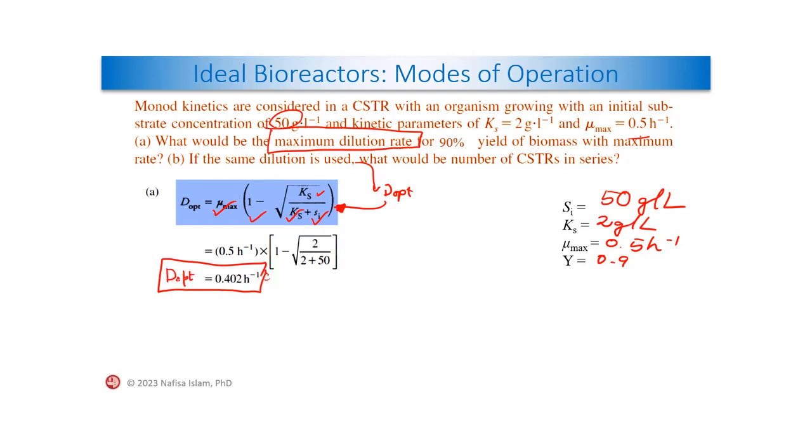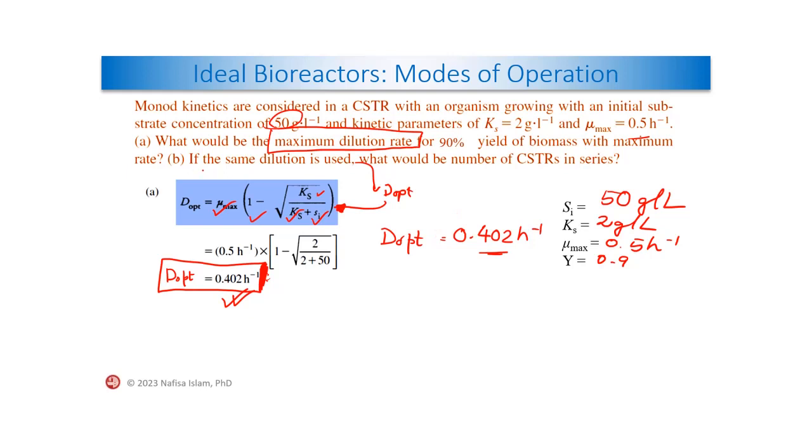Don't be convinced without doing it. Go ahead and do it and convince yourself that this is the correct answer. Sometimes I do get wrong answers on the slides. So if you have any doubts or issues, definitely let me know. Okay, so what did we do here? We got the D optimum for this one CSTR. So that should have been the end of it. We got the D optimum done.